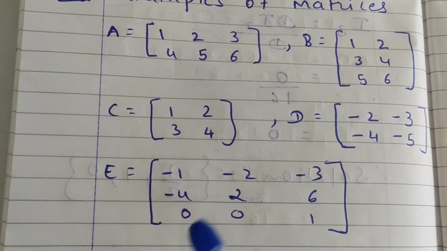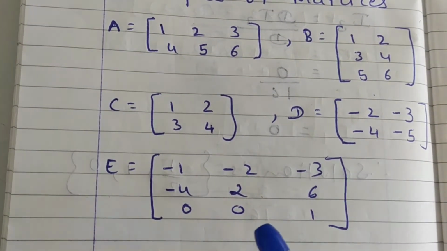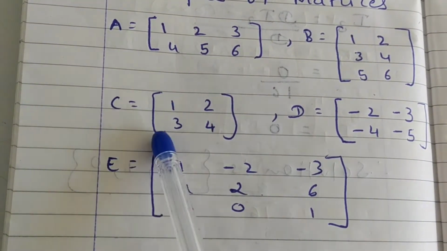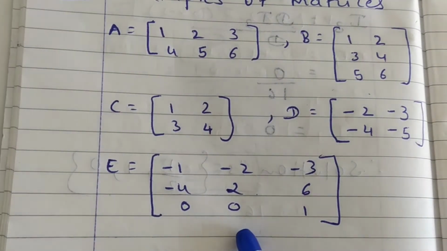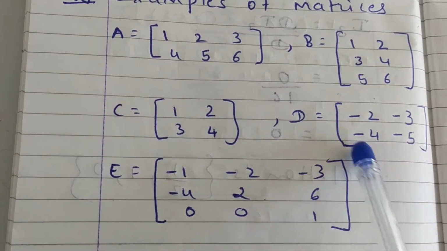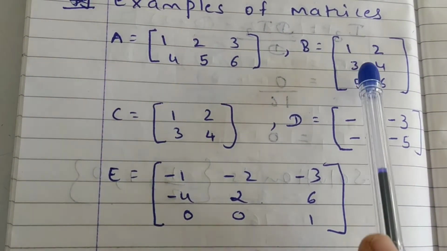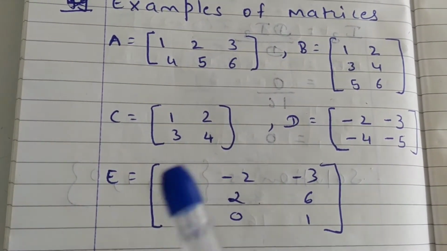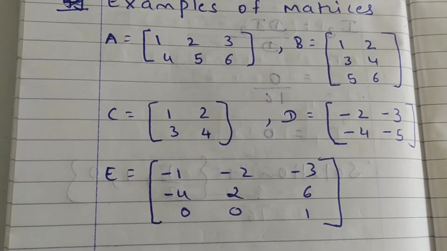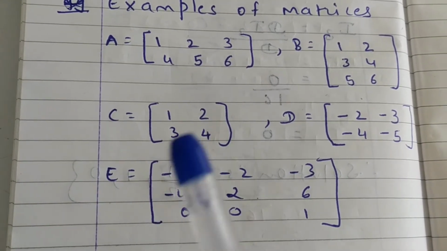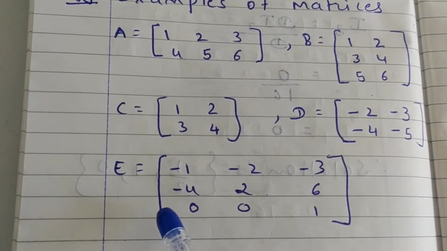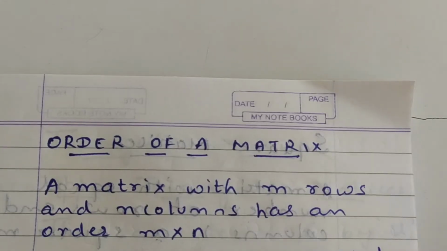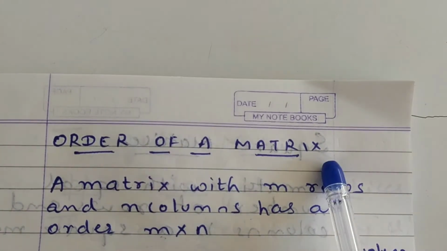The numbers are arranged in rows and columns, but the rows and columns need not be equal. They may be equal as in this case. But if you see these three examples, the square brackets are there, numbers are there, but the number of rows and columns are not equal, then also it is a matrix. So a matrix is nothing but arrangement of numbers in rows and columns, and they should be enclosed in square brackets. Now let us see what is the order of a matrix.